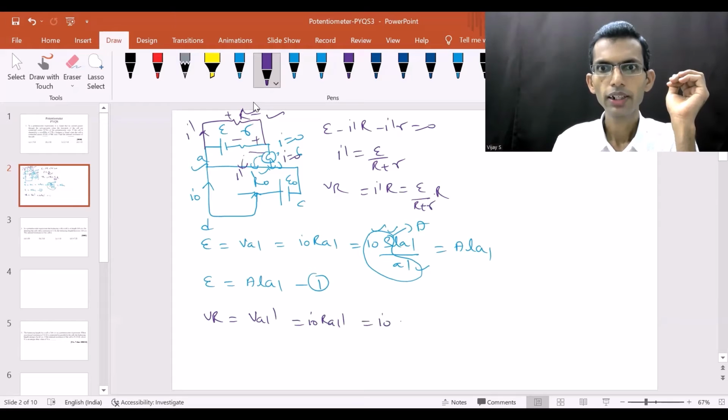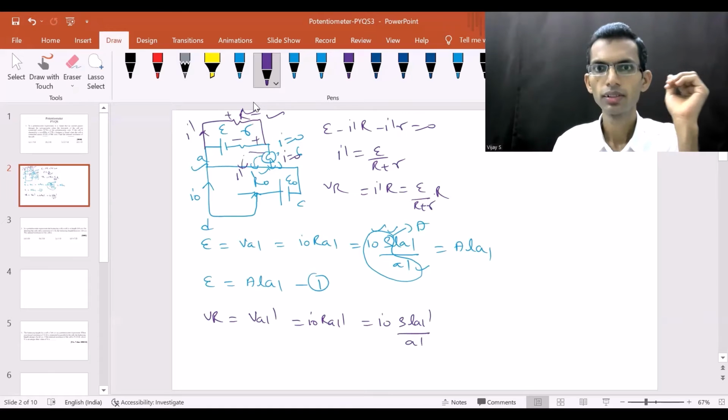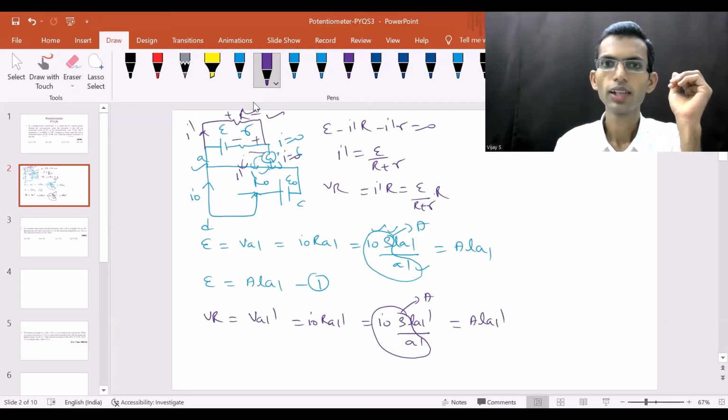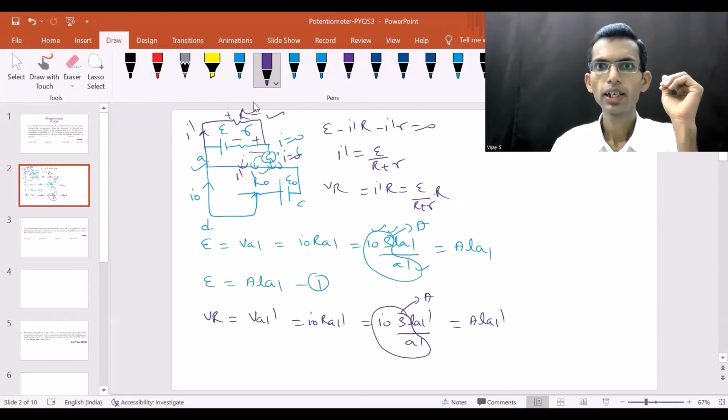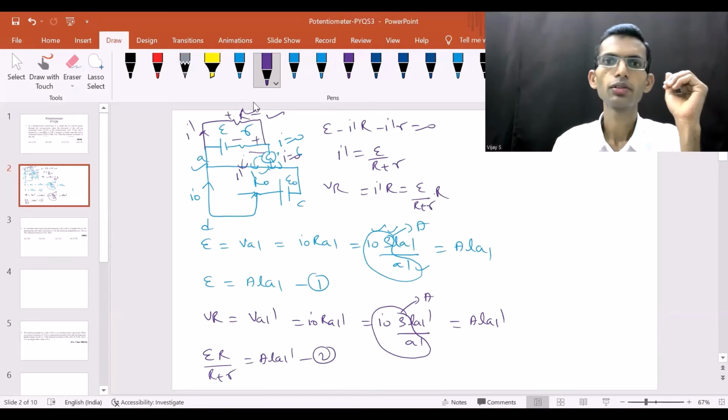So which is equal to I0 rho LA 1 dash by A dash. Here LA 1 dash is balance length for this case. So we assign I0 rho by A dash as A. Right. So this becomes equal to A into LA1 dash. But VR we got as ER by R plus r. So ER by R plus r is equal to A into LA1 dash. Let us take it as equation 2.